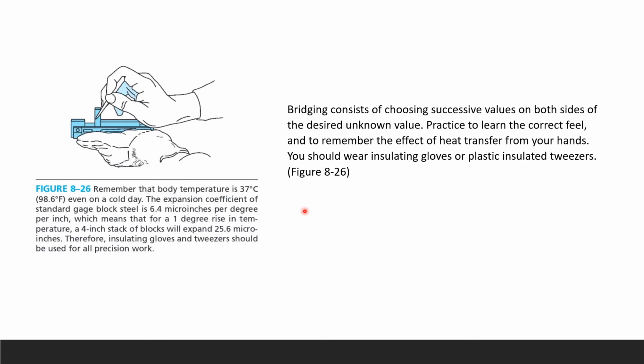Okay, so going back to bridging. Bridging consists of choosing successive values on both sides of the desired unknown value, because you're trying to get the value for the unknown thing. So bridging is to speed up your selection of your blocks. What you do is you choose a successive value, okay, to make it easier. So in order to practice to learn the correct feel and also to remember the effect of heat transfer from your hand, we use bridging.